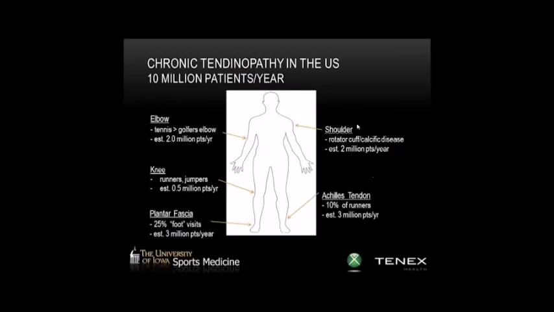So we all know what the problem is. This chronic tendon disease is a major problem that comes into physicians' offices. Probably one of the most common things that we're going to see in a sports medicine practice, but really even in primary care setting. And so elbows, knees, feet, ankles, shoulders, there's literally millions of patients out there every year with these problems.